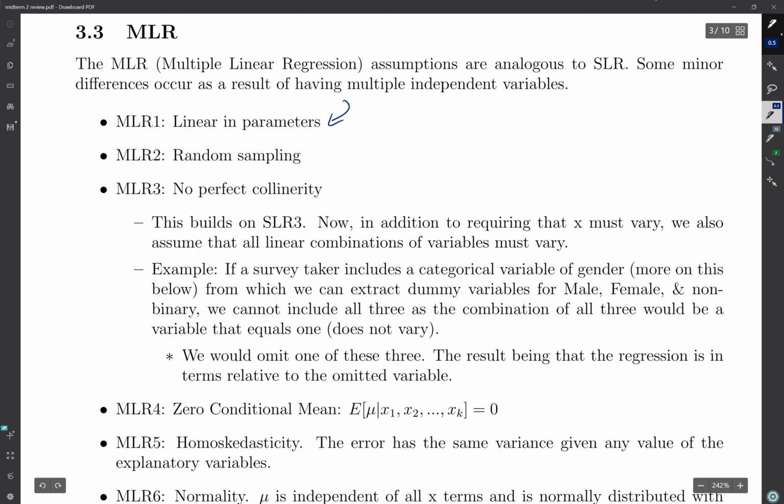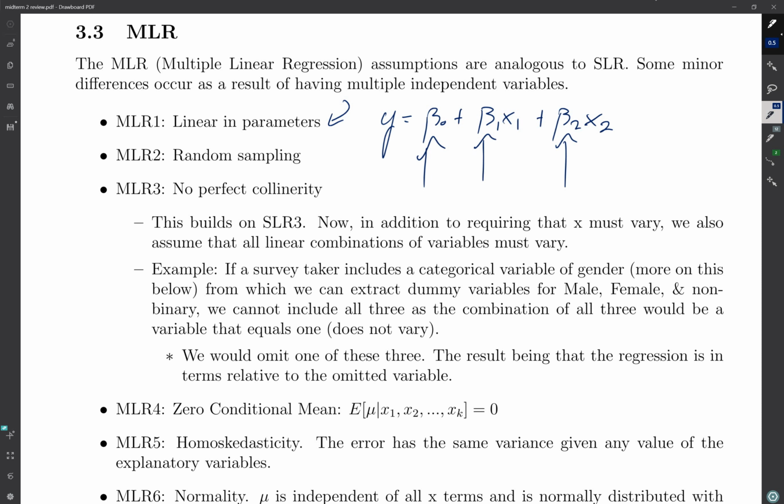So now we might have y equals beta 0 plus beta 1 x1 plus beta 2 x2. So we're going multi-dimensional here, but it's still linear, right? We still got these slope coefficients. We still got this intercept coefficient. Random sampling, again, random sampling again.